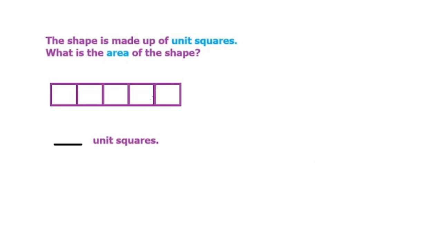So one square is one unit square and it has an area of 1. So we can add up how many we have. So we could see that there's 1 unit square, 2 unit squares, 3 unit squares, 4 unit squares, 5 unit squares. So this has 5 unit squares, which is the same as saying this has an area of 5.